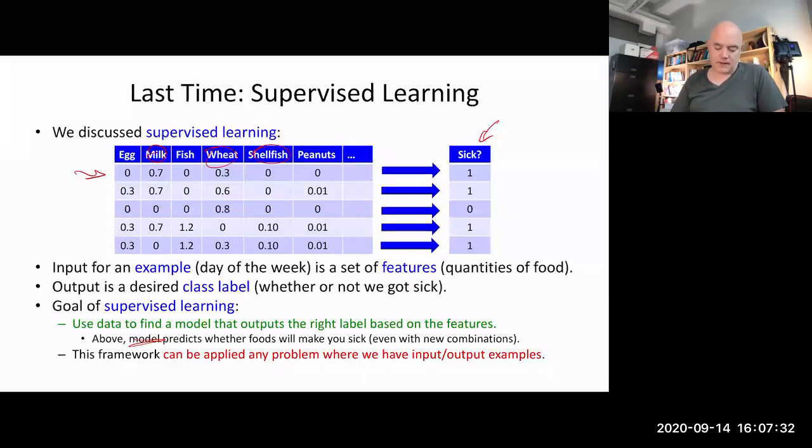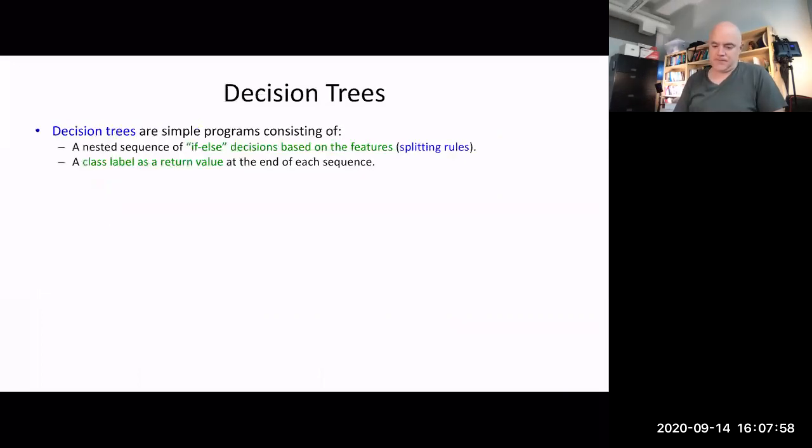This is what we want. We want a model to do this, right? And this is really, really important to understand. This is a very, very important point. The supervised learning framework can be applied to any problem where we have input-output examples. Okay? So any problem where you can collect some input examples and some output examples can be framed as a supervised learning problem. Okay? And lots of stuff can be framed this way.